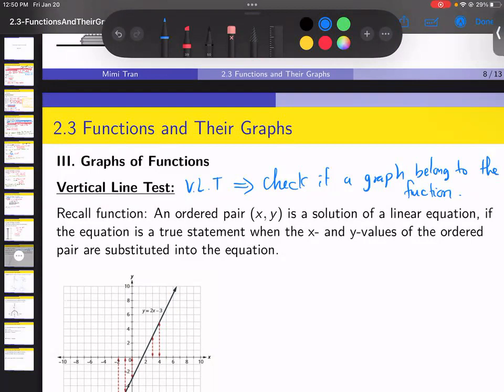If it belongs to the function, it cannot. If it is a function, a vertical line can only intersect the graph at most once.